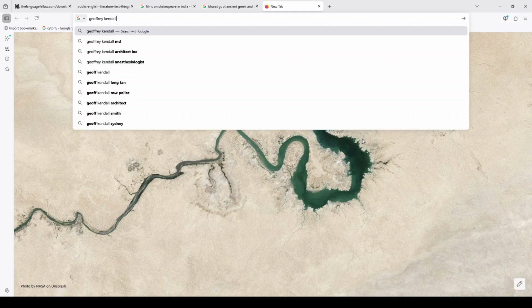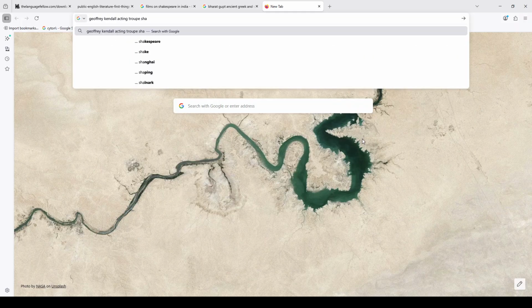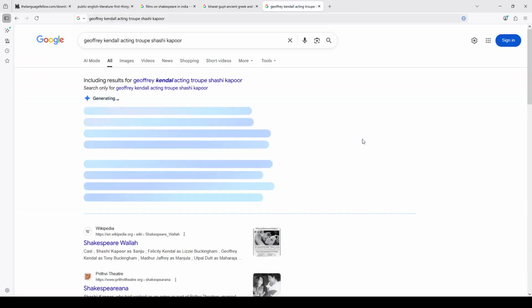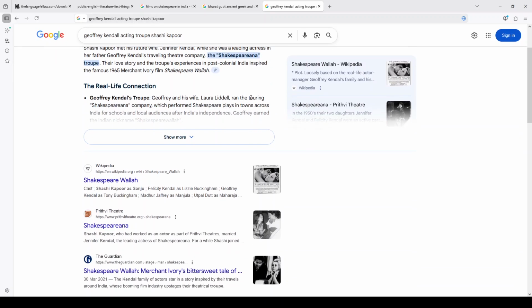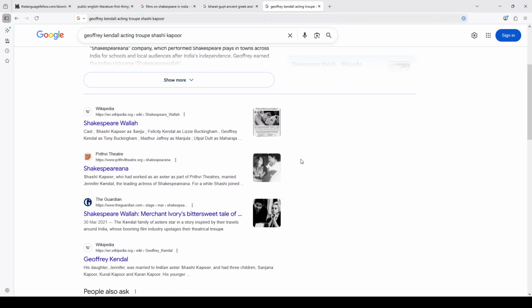I don't know the spelling. Acting troupe, Shashi Kapoor, right? So if you know about Shashi Kapoor, if you read about Shashi Kapoor, you will know about Geoffrey Kendal at some point. You'll get to know about Shashi Kapoor, Shakespeareana. It says in the AI response that I don't want Prithvi Theatre.